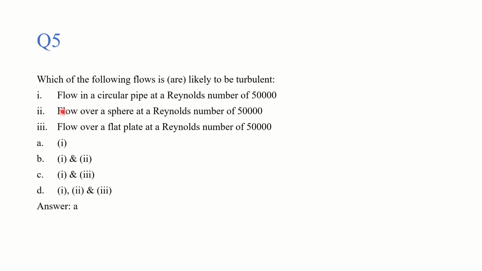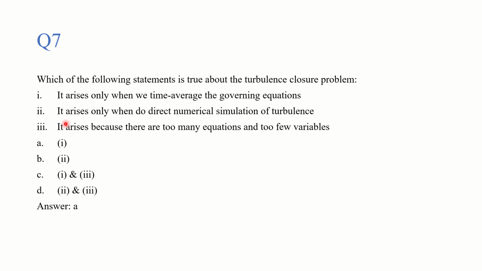Therefore the only correct option in this given problem is flow in a circular pipe at a Reynolds number of 50,000. Only option 1 is right, whereas in all the other options, option 1 is present, but along with that various other options like 2 and 3 are also present, which are wrong. The only correct answer is option A, that is flow in a circular pipe at a Reynolds number of 50,000.